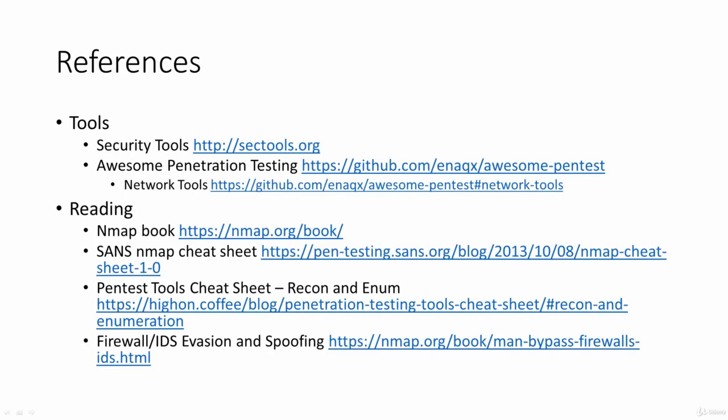Just to give you some direction on how to learn more about all this, please follow this first link, even if you don't check anything else. Security Tools is maintained by the same team that is developing Nmap. There is this rating, updated year after year, about what tools are actually used by security professionals and what their impression of them is. There is also one of these awesome compilations on GitHub pertaining to penetration testing, and the section on network tools is relevant to what we have discussed in this video.